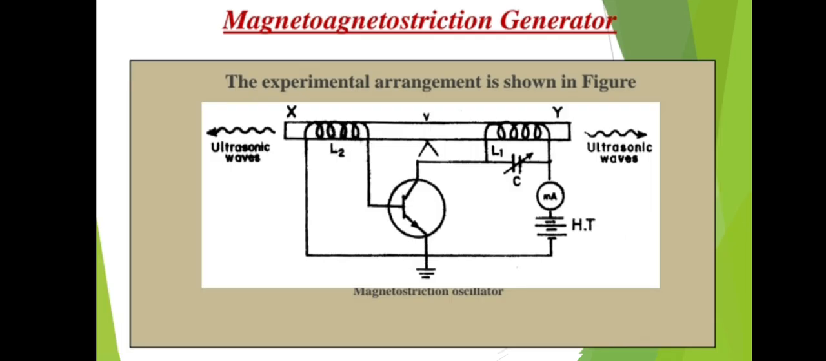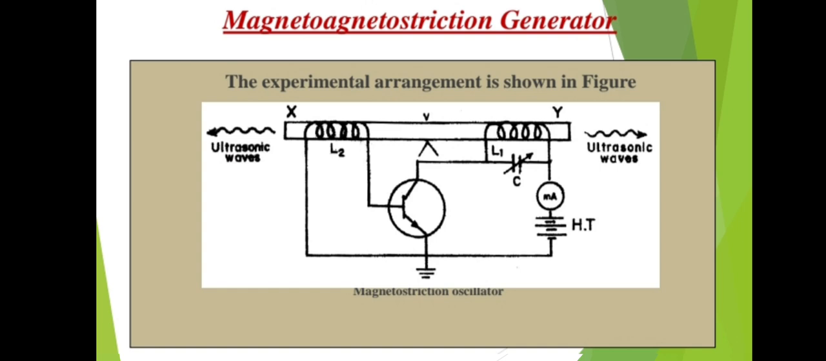Now, the Magnetostriction generator. The experimental arrangement is shown in the figure. X and Y are a rod of ferromagnetic material like iron, cobalt, nickel. The rod is clamped in the middle, and the alternating magnetic field is generated by the electronic oscillator.